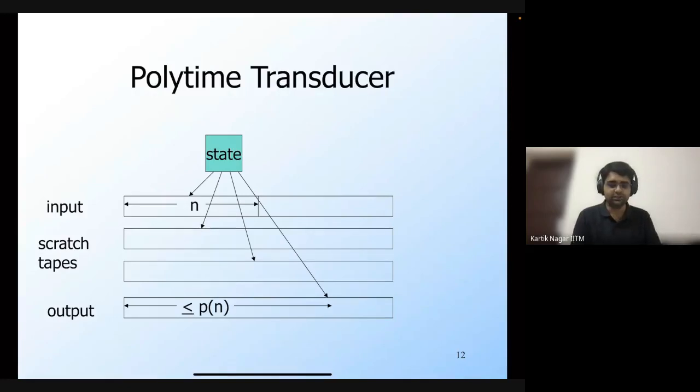So this is a picture of the polynomial time transducer. It takes as input an instance of some problem of length n, and it will convert this to an instance of the problem in L, in polynomial time. And this is deterministic.